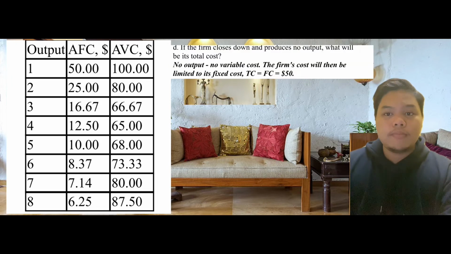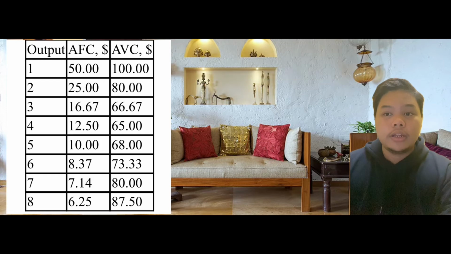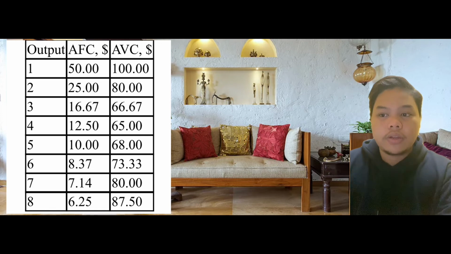With no output, there is no variable cost. The firm's cost will then be limited to its fixed cost. TC equals FC equals 50. One way is to calculate the total cost of 6 units and of 7 units following any of the procedures in part C, and then find the difference.